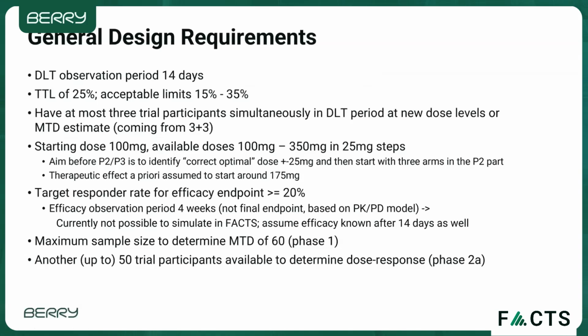So let's assume we have a DLT observation period of 14 days. We have a targeted toxicity level of 25% with acceptable limits from 15% to 35%. One of the things we want to have is, I'm just going to call this cohort size now, a cohort size of 3, although we're not going to use cohorts in this trial. We're going to use open enrollment, but I'll explain that in a moment. So what that means is we want to have at most 3 trial participants simultaneously in the DLT period at a new dose level or at the current MTD estimate.